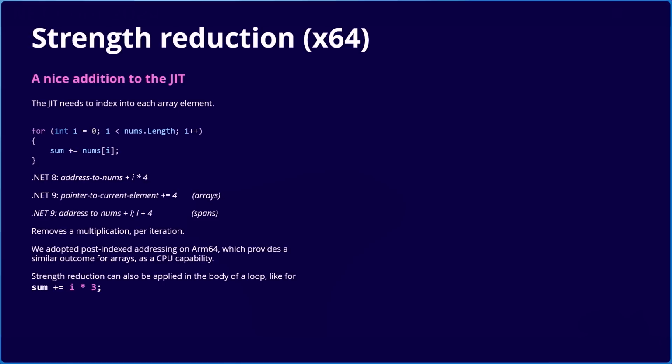This is specific to x64. On ARM64, there's a CPU capability that basically does all of this for free, which is great, so we don't have to get involved quite as much in the mechanics. Strength reduction can also be applied to your code. For example, you might have code that says sum plus equals i times 3, and we can remove that multiplication as well. This exact example is covered in Andy's talk tomorrow, so I recommend taking a look at that.